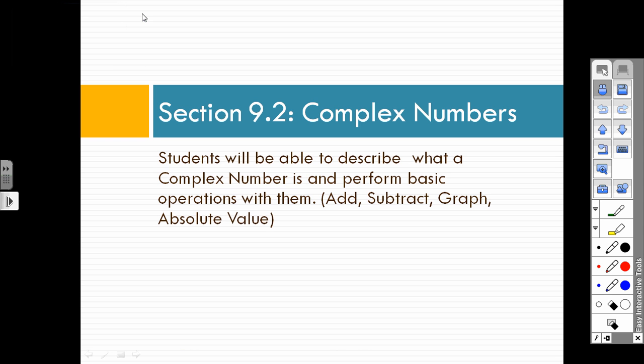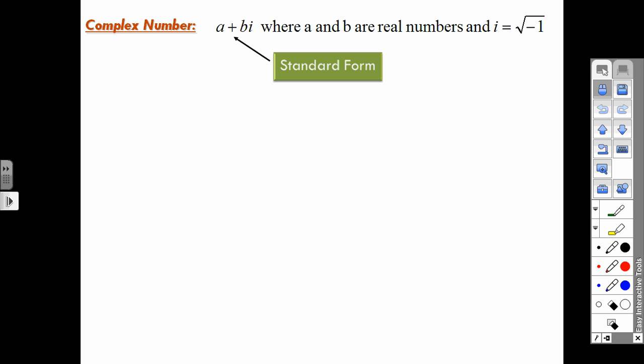So now we're ready to talk about complex numbers and what they are and how you add and subtract them, how would you graph a complex number, and how to evaluate the absolute value of a complex number. Okay, so what is a complex number?